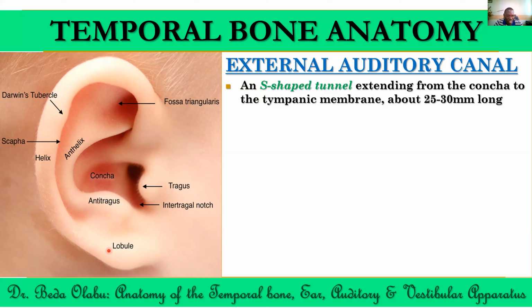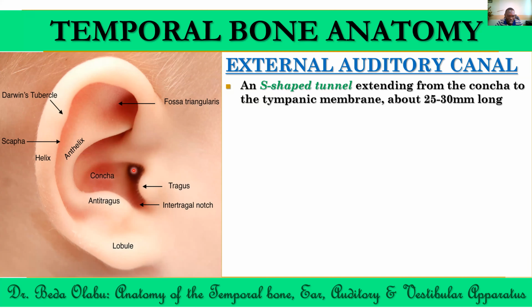Inferior to that is that soft part which doesn't have cartilage, it's called the lobule. Extending from that, this outer circumference is called the helix, and the one that follows is called the antihelix. The space between the two is called the scapha. The scapha is broad anteriorly and superiorly in that region, which we call the fossa triangularis, so the triangular fossa. The helix may have something like a tubercle there, which we call Darwin's tubercle.